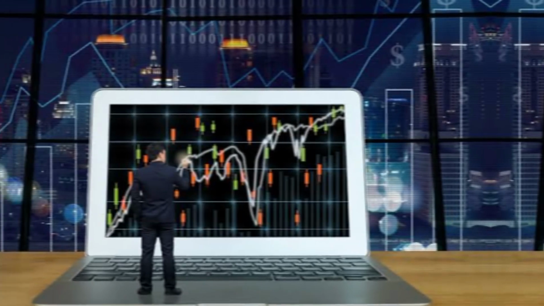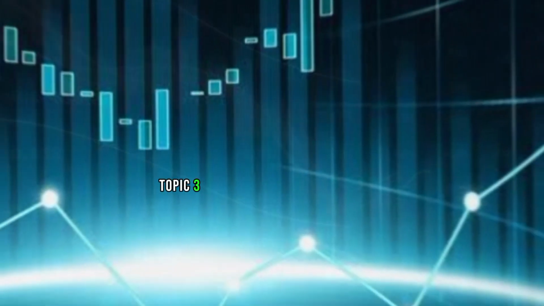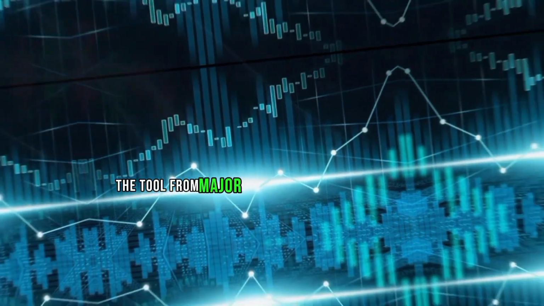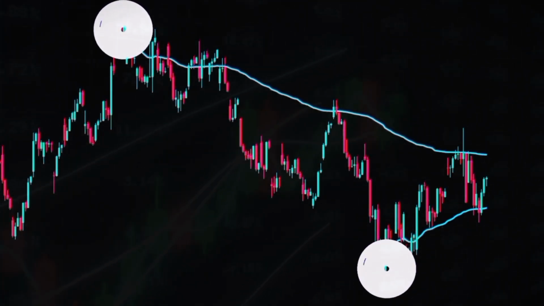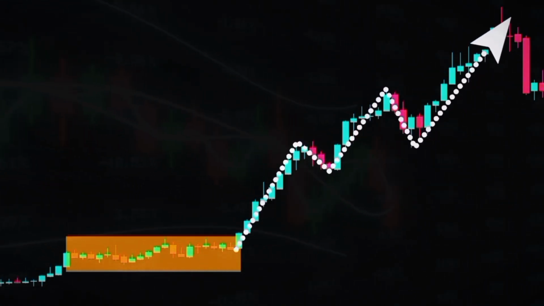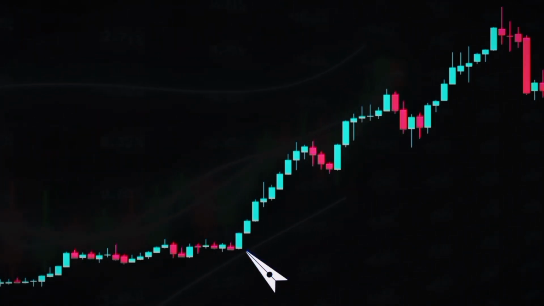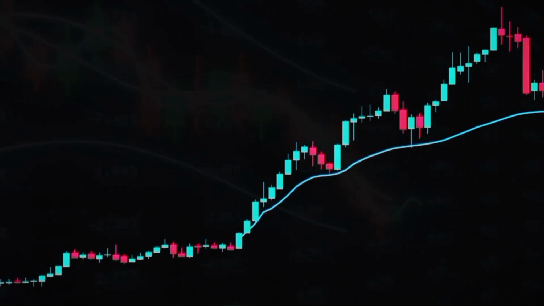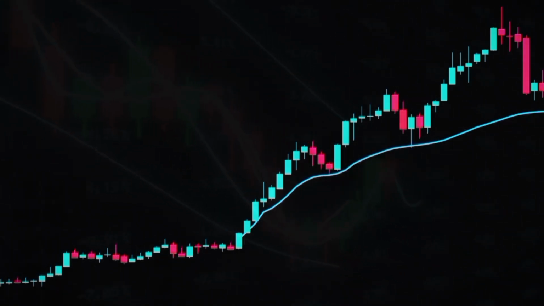But plotting the tool from random candles is useless, so let's understand how to use it. Topic 3. How to use the Anchored VWAP. Ideally, we want to plot the tool from major reversal points, or we can also apply them to the starting points of a trend move. For instance, here we see that the price was in a tight consolidation before it started this massive uptrend. The uptrend actually began from this candle. So we plot the Anchored VWAP from this point. As you can see, it provided support to the price. 2 times the price touched the VWAP and moved upwards.